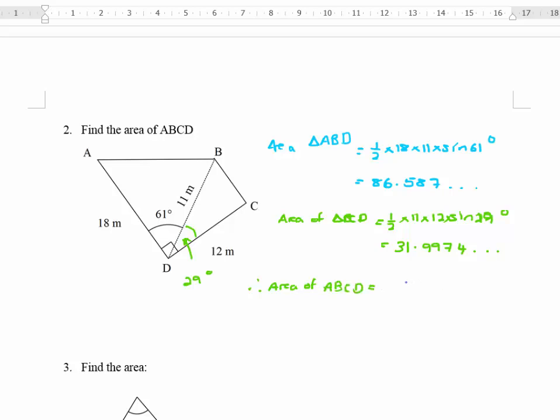So therefore the area of ABCD must be my two parts added together. And you need to keep all the numbers in your calculator because you don't want to make any rounding mistakes. The only time we want to round is in our very last step. So in this case we get 119 metres squared to three significant figures. And that's it.